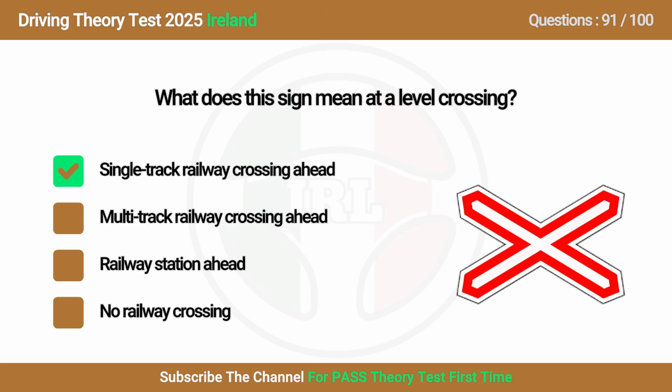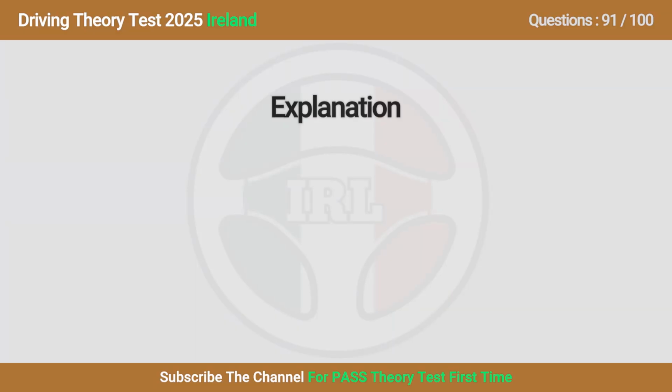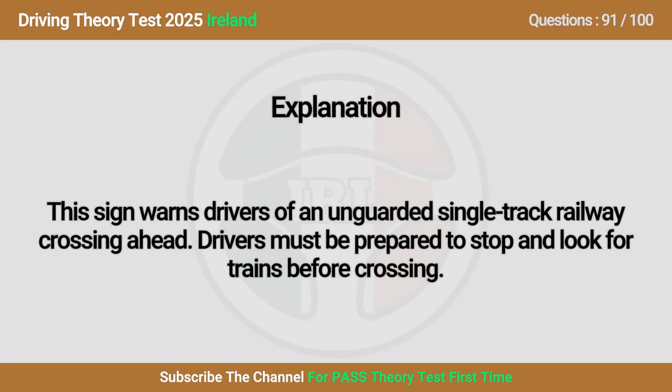Answer is A. Railway crossing ahead. This sign warns drivers of an unguarded railway crossing ahead. Drivers must be prepared to stop and look for trains before crossing.